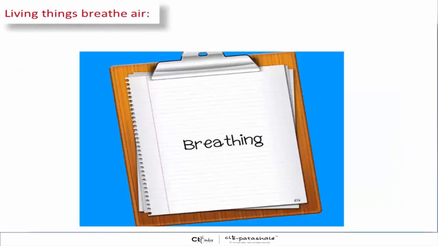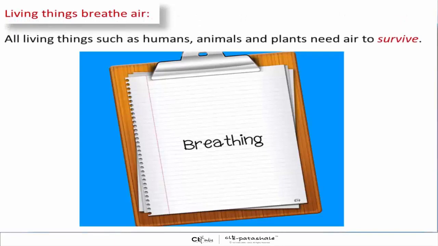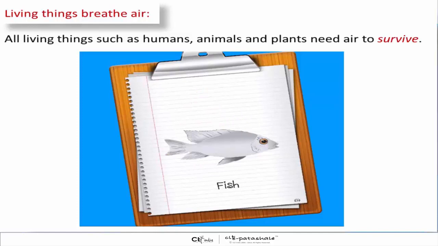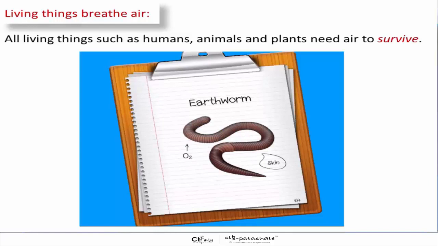Living things breathe air. All living things such as humans, animals, and plants need air to survive. Human beings use their lungs. Fish, on the other hand, use their gills to breathe, whereas insects use something called a spiracle, and earthworms use their skin to absorb oxygen and expel CO2.